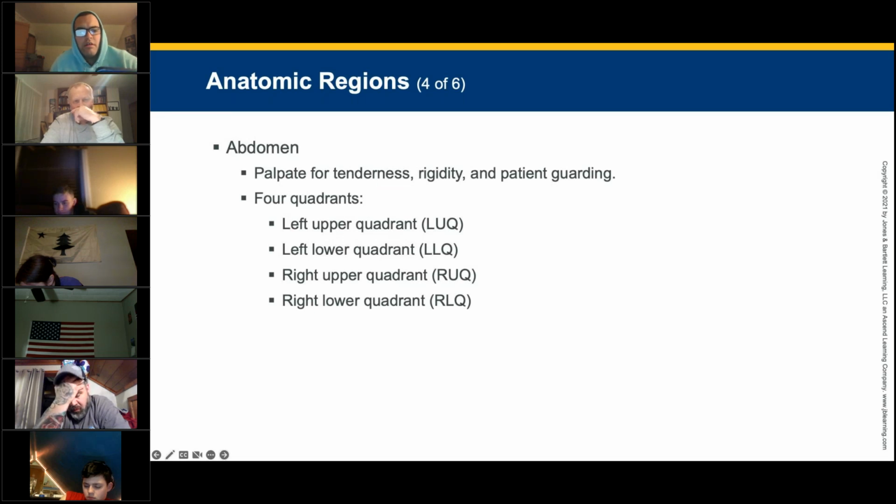The abdomen. Palpate for tenderness, rigidity, and guarding. So guarding would be the patient holding their abdomen. They're guarding it because they don't want you to touch it. That's a sign that they have abdominal pain. And remember, we have 4 quadrants to the abdomen: left upper, left lower, right upper, and right lower. And like we talked about in one of the last presentations, there's different organs in each of those areas. So knowing which organ is in which quadrant could be a clue to where their problem might lie.